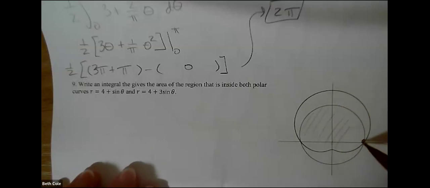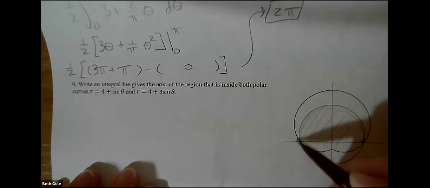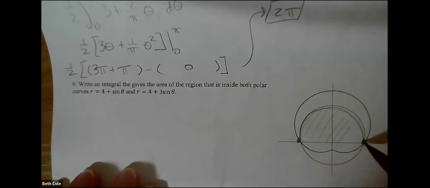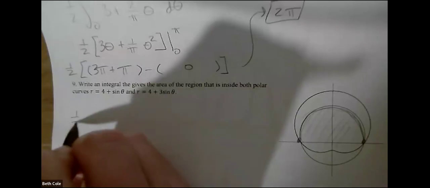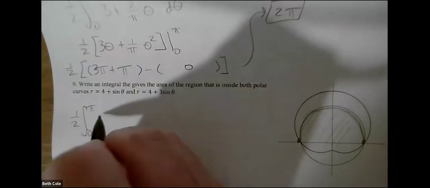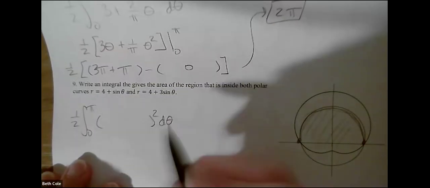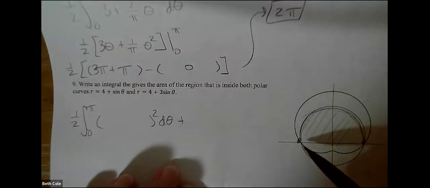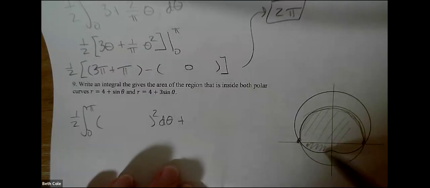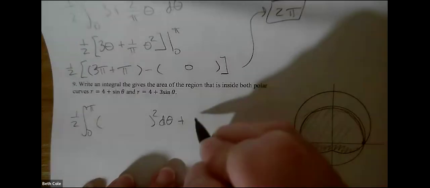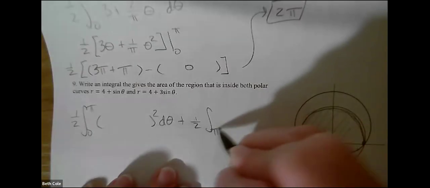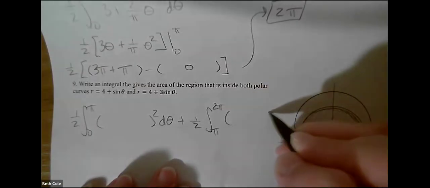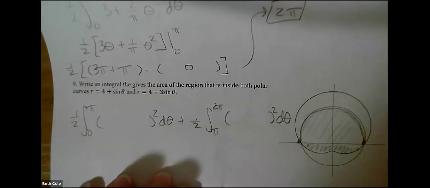We're going to go from 0 to pi for just this one. So we're going to have 1/2 integral 0 to pi r squared d theta, and I'll come back to that in a second, plus, and then we want to go from pi to 2 pi of this one. So 1/2 integral pi to 2 pi r squared d theta. So we just need to figure out which graph is which.